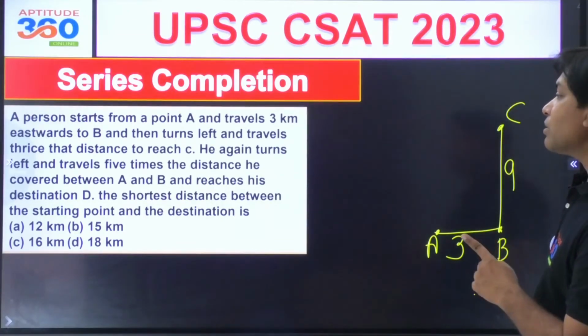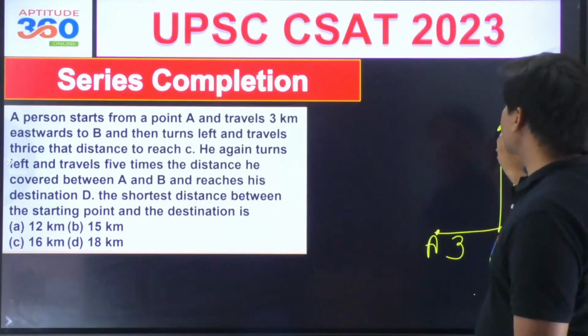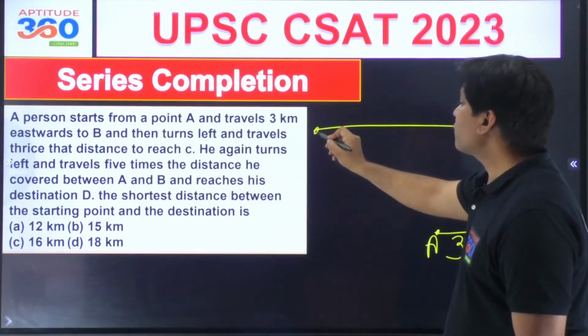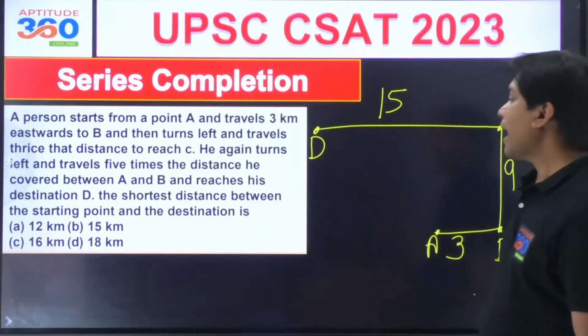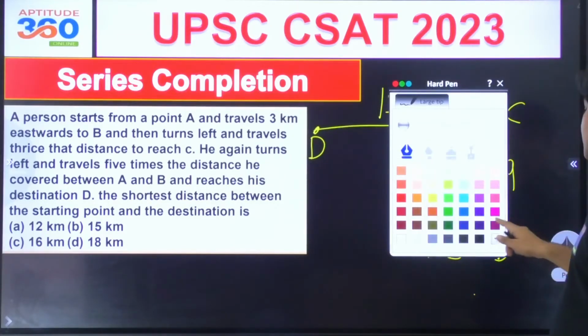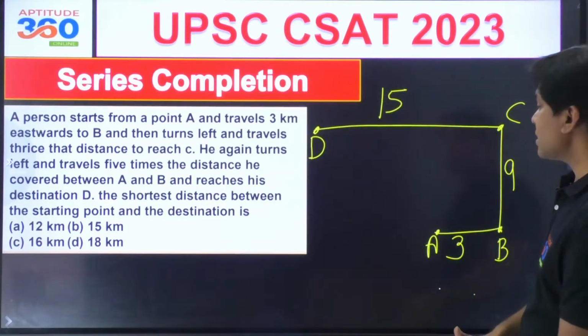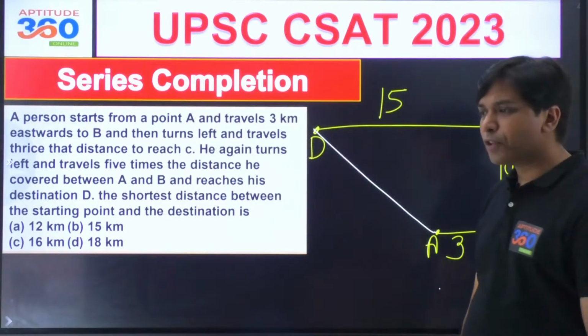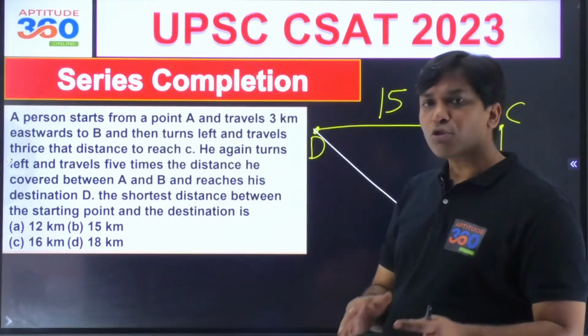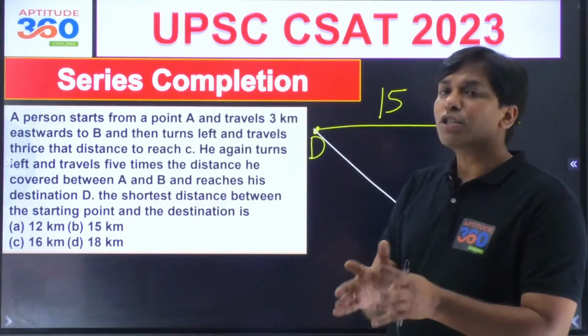And he again turns left and travels 5 times of this. So 5 times of this is going to be what? 15 kilometers, and reaches D. And the problem is asking you to find out the shortest distance between A and D. And I said that it's pretty simple for you to find out. You need to find out the total vertical distance and the total horizontal distance.